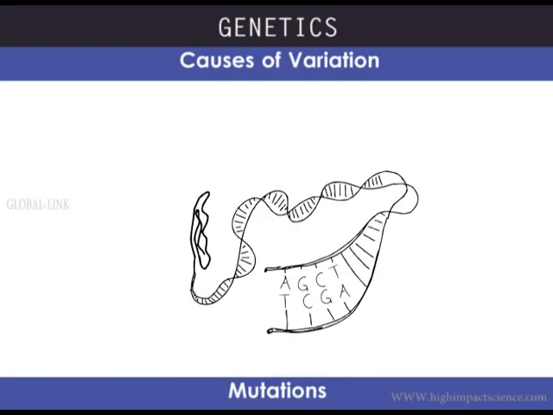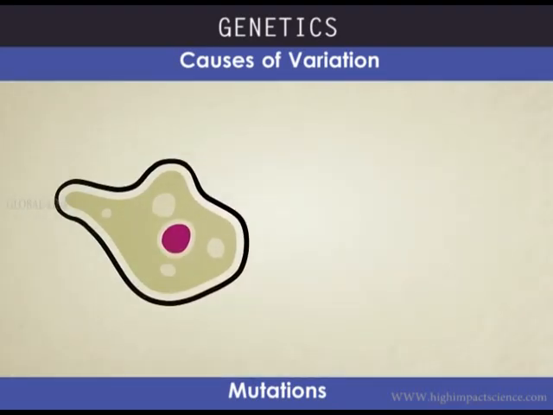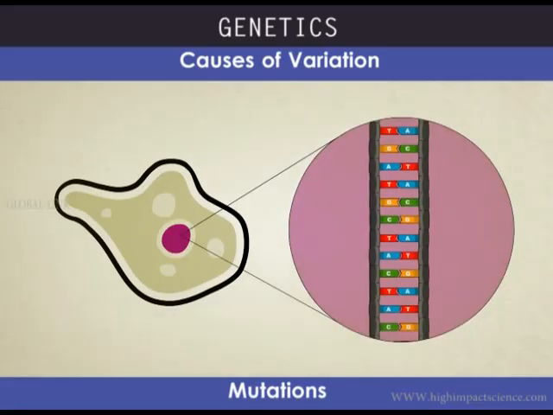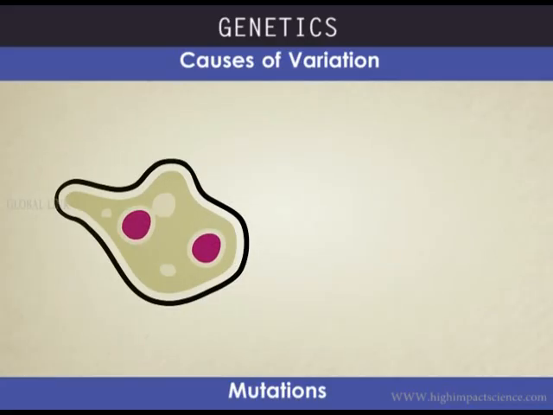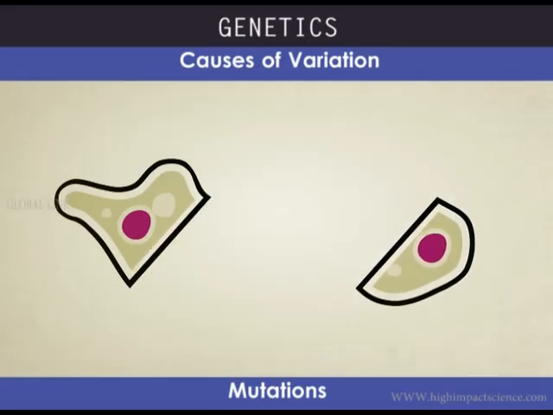Mutations are spontaneous changes in the genetic makeup of an organism. For example, single-cell amoeba reproduce by copying their DNA, moving the copies to opposite sides of their body, splitting into 2, and going back into full size.